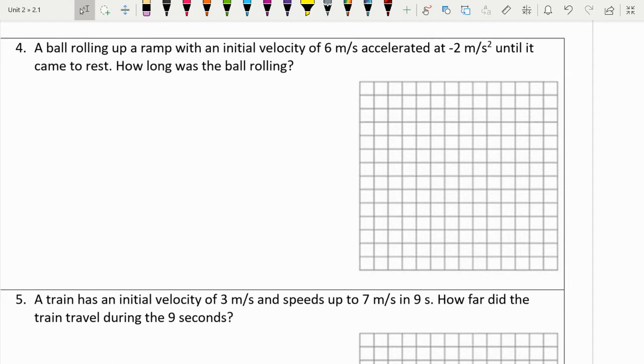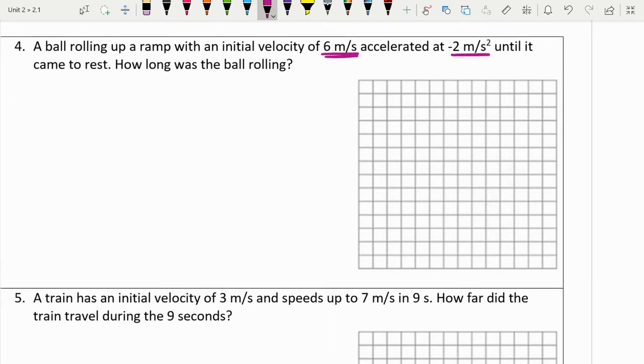So this one's kind of interesting. There's some hidden things in there, some dynamic stuff that's going on. Let's take a look and see what is happening. So we've got an initial velocity, it says, of 6 meters per second, and it accelerates at negative 2 meters per second. So think about that for just a second. Negative 2 meters per second. So that means it's slowing down 2 meters per second every second. That's pretty cool. And it says then that it comes to rest.